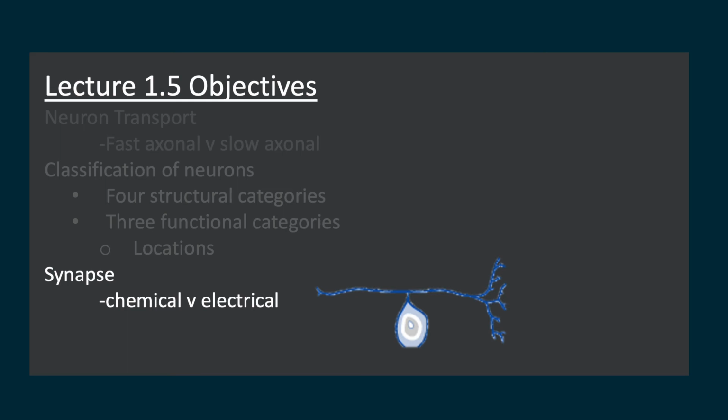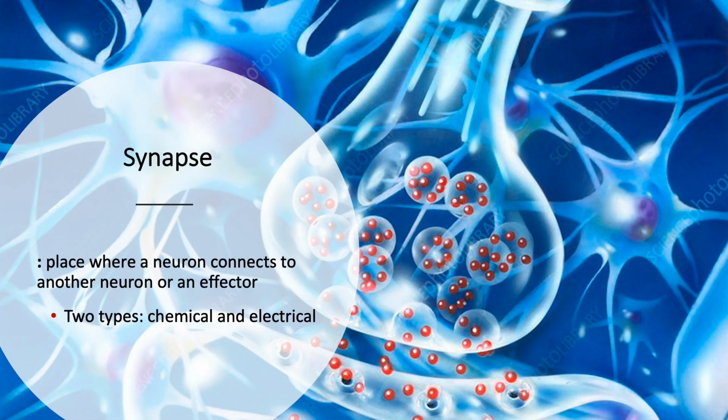Let's turn to chemical versus electrical synapses. Recall that a synapse is a place where a neuron connects to another neuron or an effector. It's the junction. And an effector here can be a muscle or a gland. So maybe a neuron synapses on a skeletal muscle or on an endocrine gland. Okay. Now there are two types of synapses. We have chemical and electrical, although chemical is far more common than electrical. So let's start with that one.